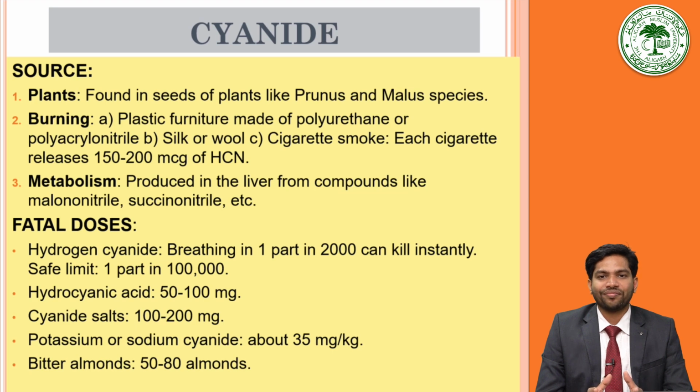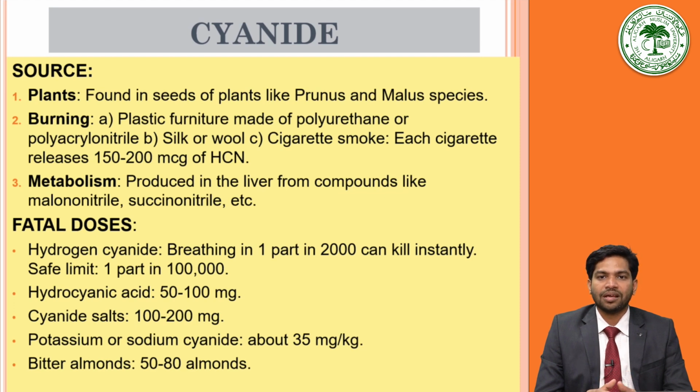The fatal doses of different cyanide compounds are: for hydrogen cyanide, breathing in 1 part in 2000 can kill a person instantly. The safe limit is 1 part in 1 lakh. For hydrocyanic acid, it is 50 to 100 milligrams. Cyanide salts are toxic or fatal at 100 to 200 milligrams. Potassium or sodium cyanide are fatal at a dose of 35 milligrams per kg.